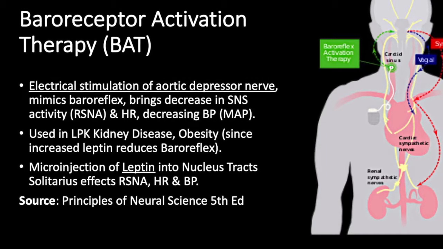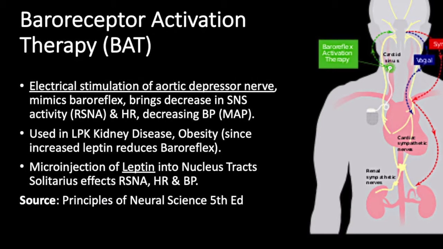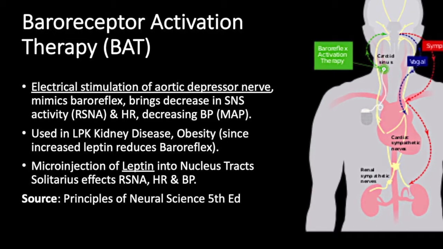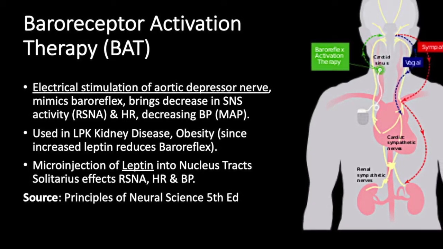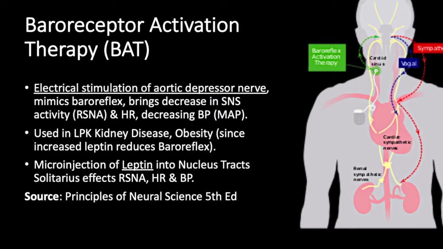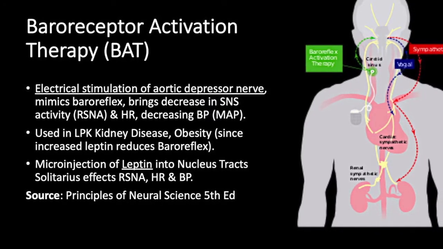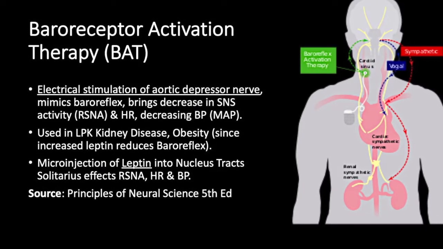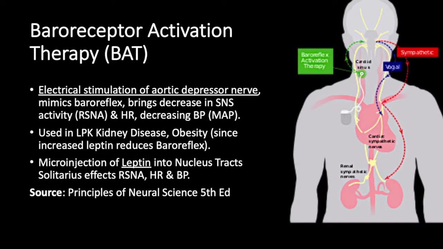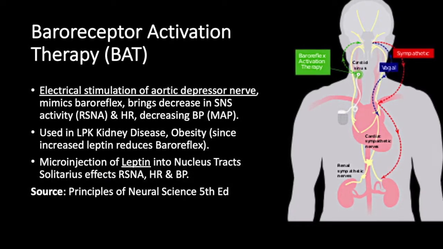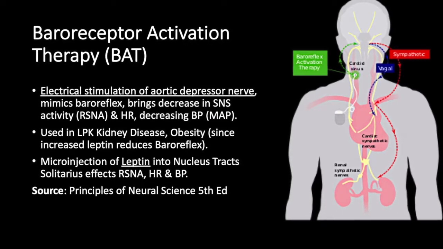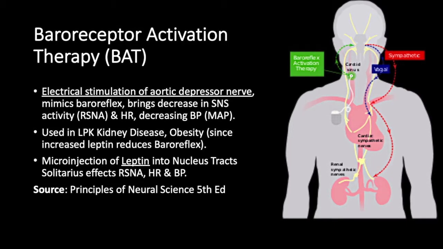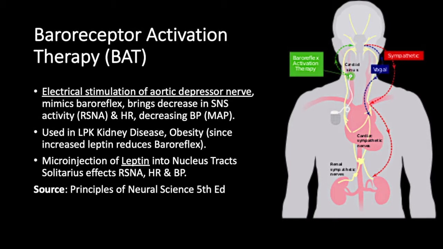Baroreceptor activation therapy, or BAT, is the use of electrical stimulation of the aortic depressor, which mimics the baroreflex and thus brings a decrease in the sympathetic nervous system activity via the RSNA, and as a result decreases the heart rate, decreasing blood pressure, MAP, etc. It is used in individuals with LPK kidney disease, obesity, since leptin reduces the baroreflex, and micro-injection of leptin into the nucleus tractus solitarius affects the RSNA, heart rate, and blood pressure.